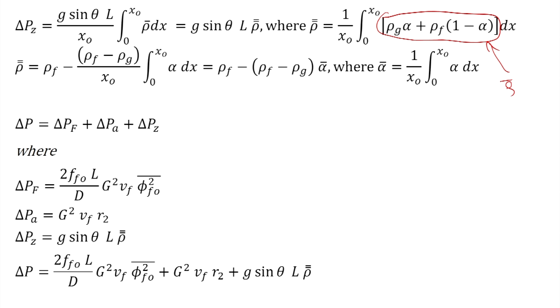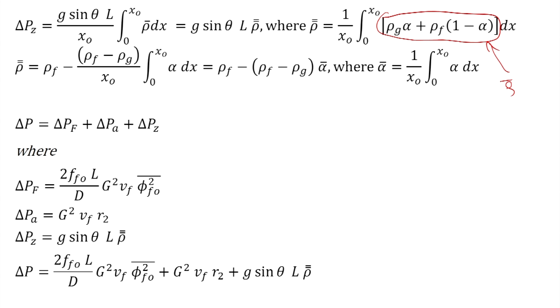So, finally, we have delta P is equal to delta Pf plus delta Pa plus delta Pz, where delta Pf is equal to 2 f fo L by d g square vf phi fo square bar, delta Pa is equal to g square vf R2, and delta Pz is equal to g sin theta L rho double bar. And then by adding these three pressure drops, we get the total pressure drop delta P. Now, if we can find phi fo square bar, R2 and rho double bar, then we should be able to find the pressure drop.